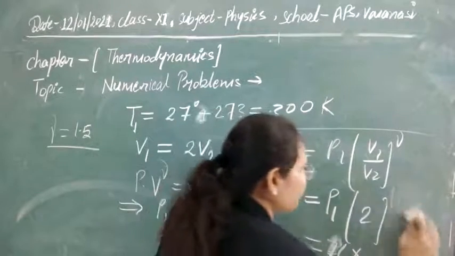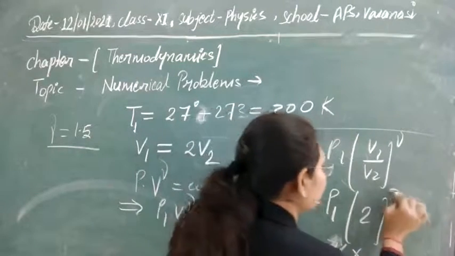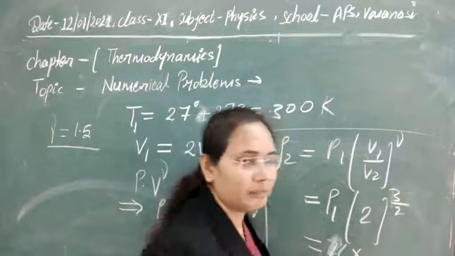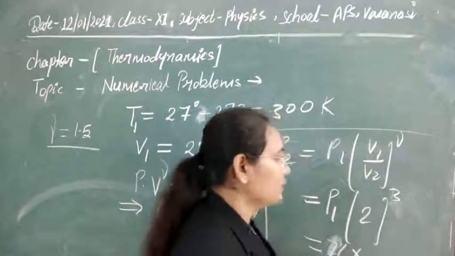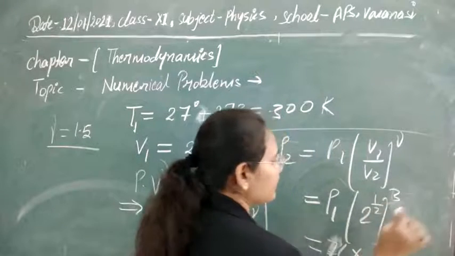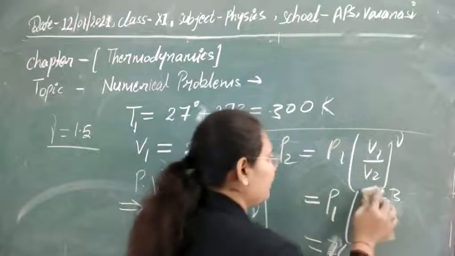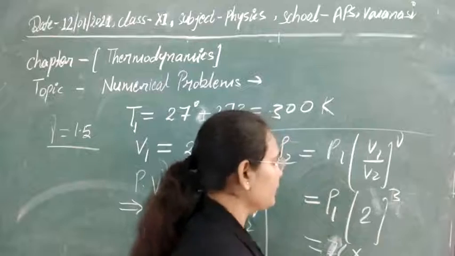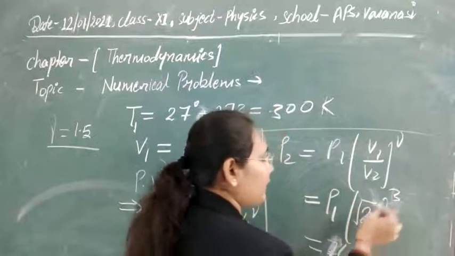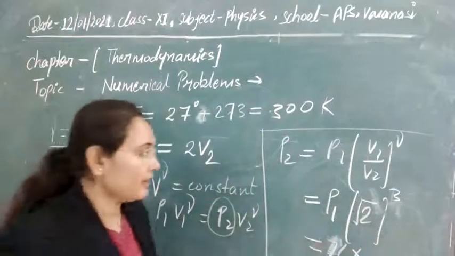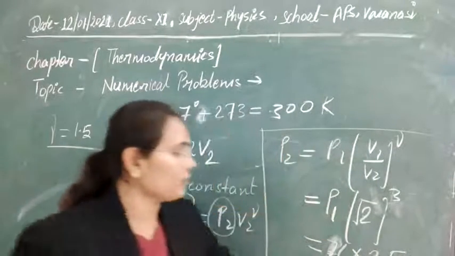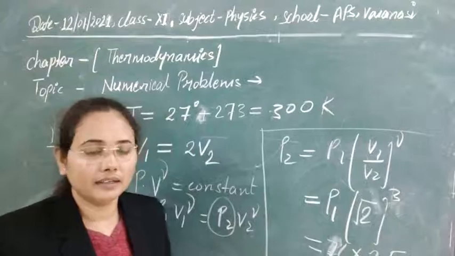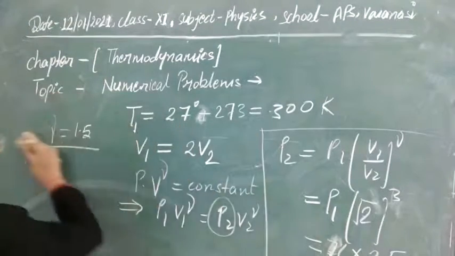You can solve it very easily. Just write it as 3/2. After that, just take it inside. This is 1/2, and if you solve it, you will get √2, and after that, after solving, you will get 2√2. You can put the value of √2 here.